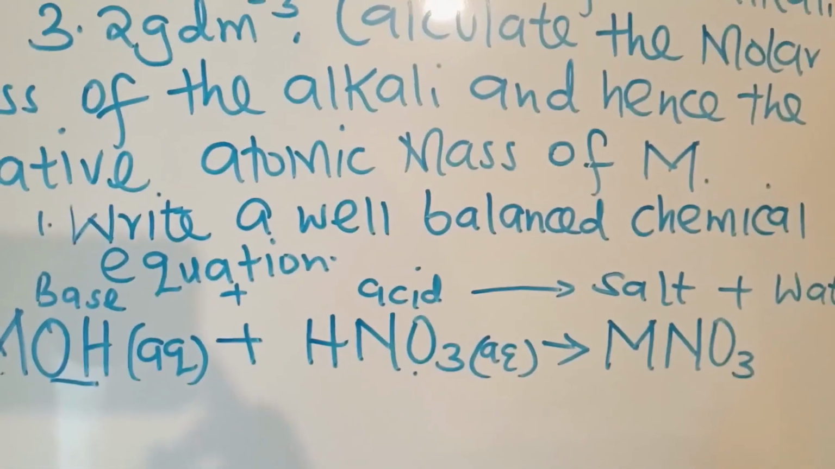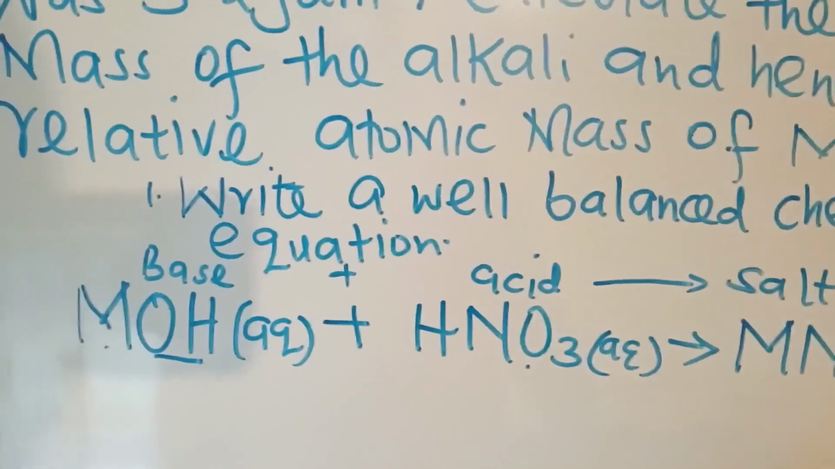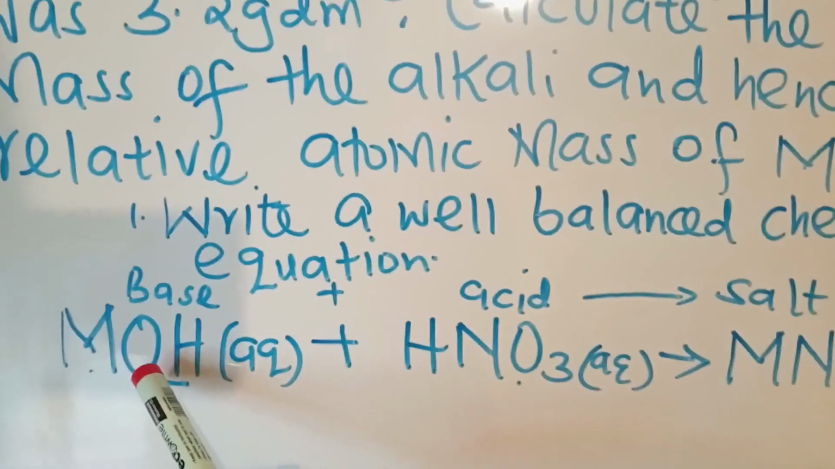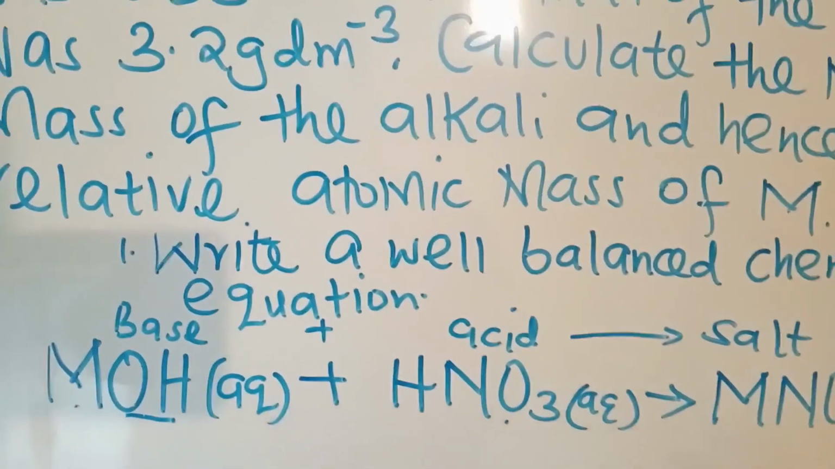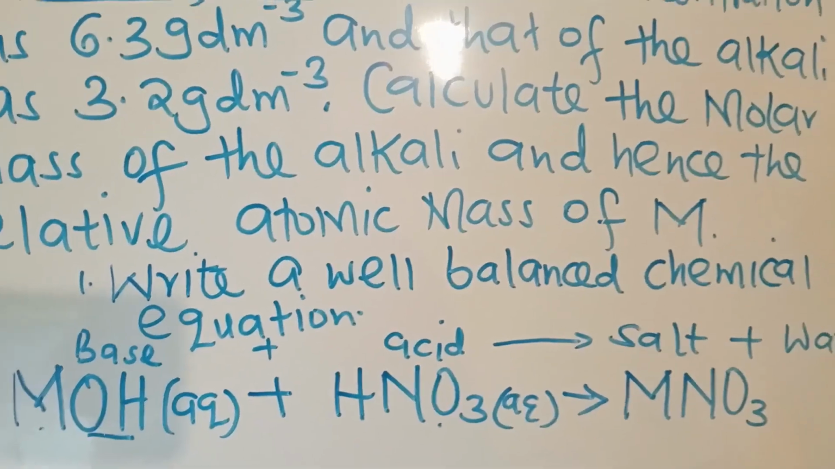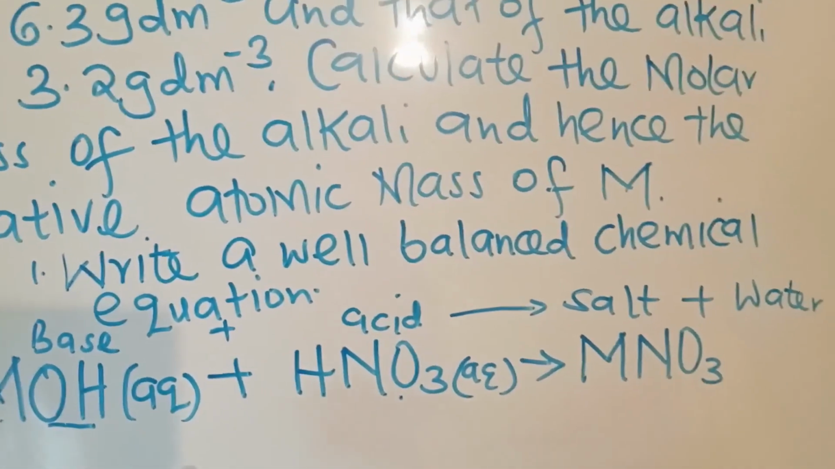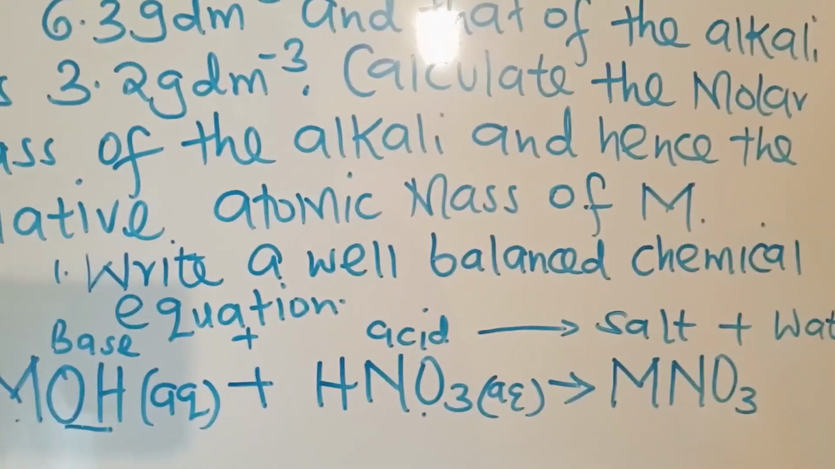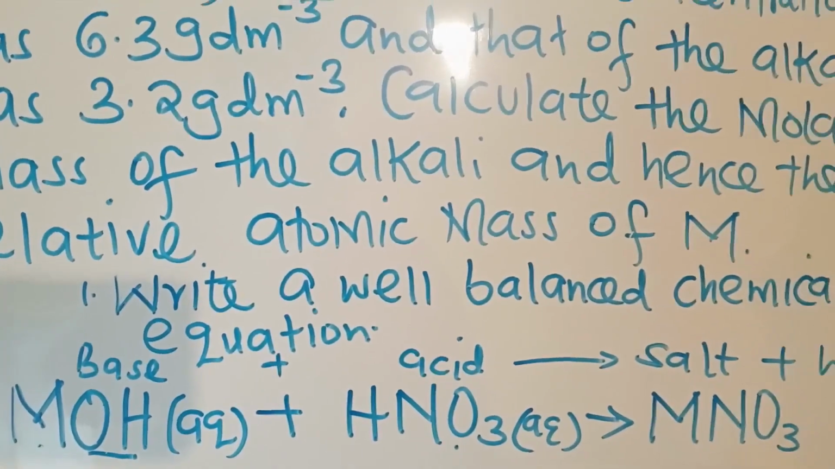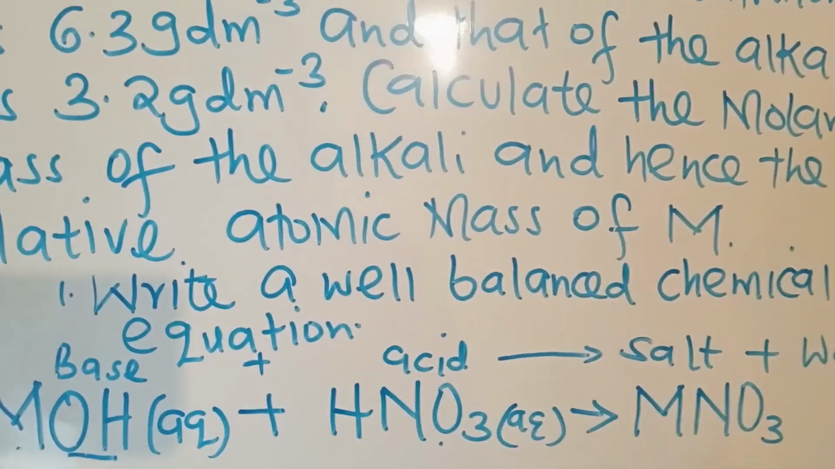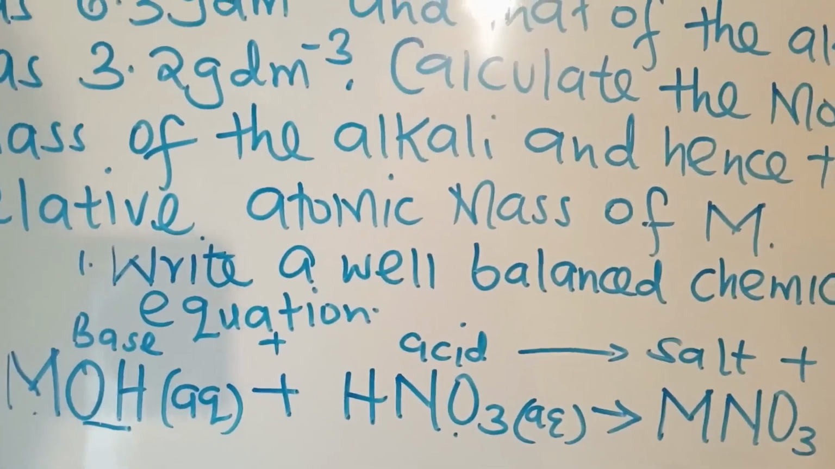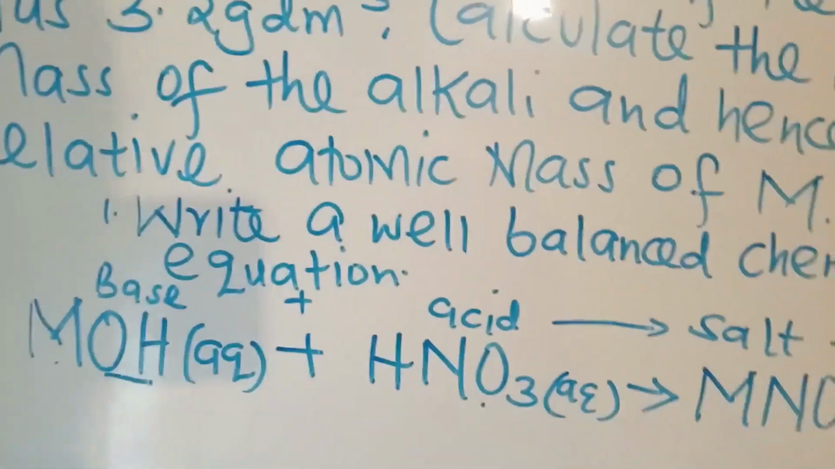First, this MOH is an alkali. If you use the knowledge of the topic of chemical families in Form 2, alkalis are group 1 metals. So if this one is said to be an alkali, then it means that M is a group 1 element. And if it is a group 1 element, that is why its valency is seen to be 1. How do we know that it is 1?